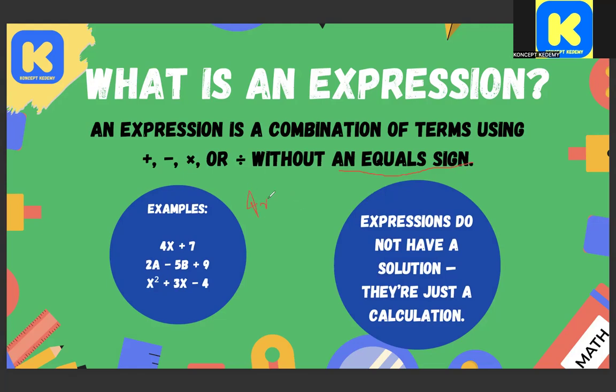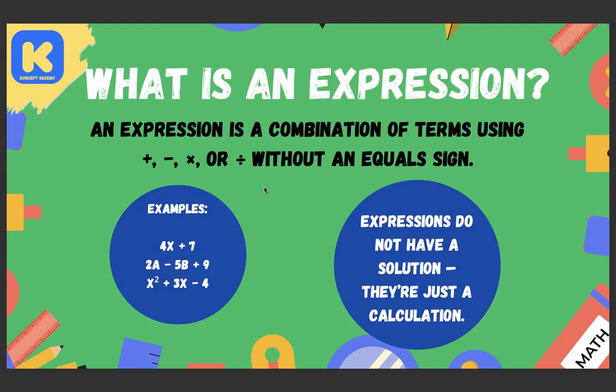But one thing you need to take care of here is that there will be no equal sign. Like 4x plus 7, which is the example given here, you can see that there is an addition sign. The other examples are 2a minus 5b plus 9, and the third example, x square plus 3x minus 4. Here you can see that we have used addition and subtraction signs, but there is no equal sign. So the main difference between expression and equation is, in an equation we will have an equal sign, but in an expression we will not have an equal sign.